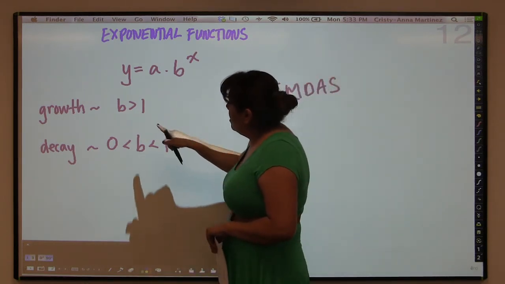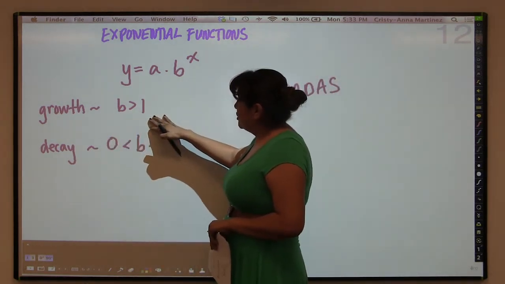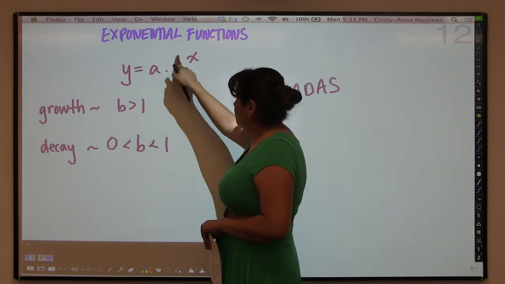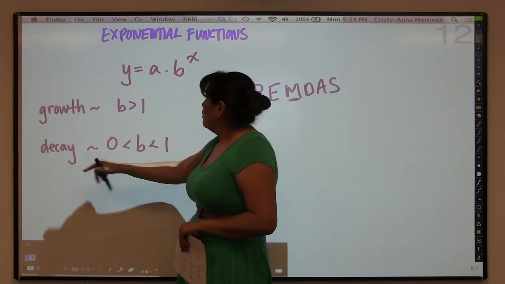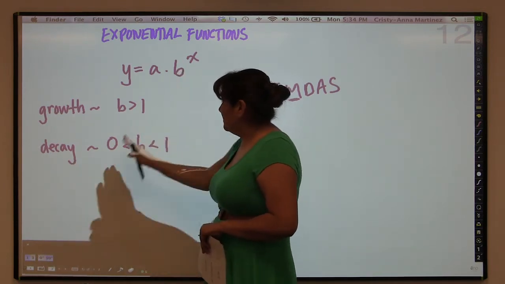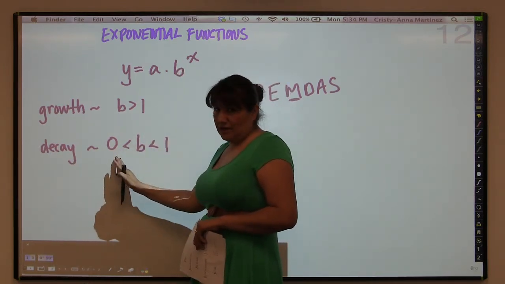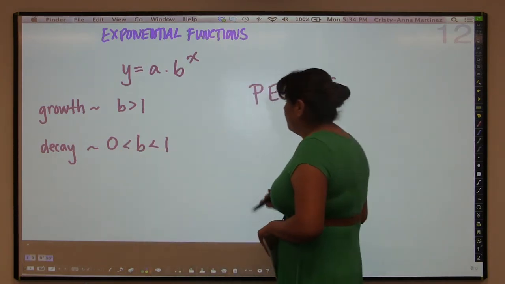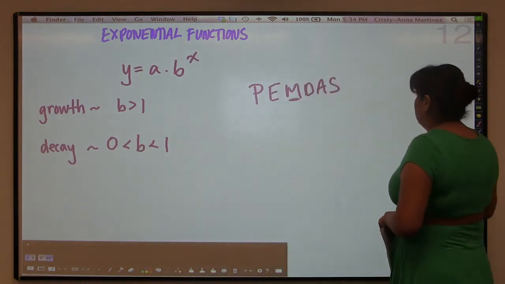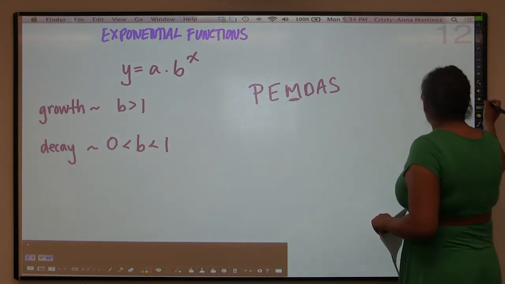Also want to let you know, we consider this exponential growth when this b value is greater than 1, and it's considered decay when this b value is between 0 and 1. So not negative, but between 0 and 1. So smaller than 1, but bigger than 0, so positive. And again, we'll be talking about that in future examples.